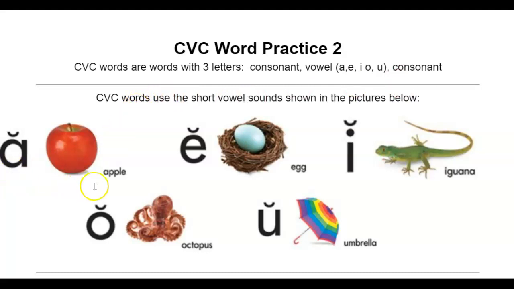A says a like apple, say it with me. E says e like egg. I says i like iguana. O says o like octopus. And U says u like umbrella.